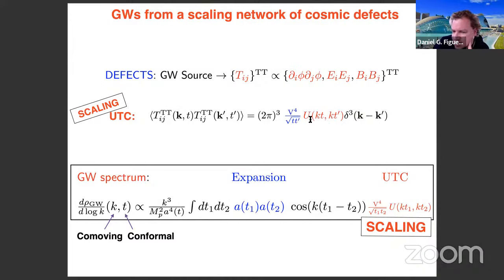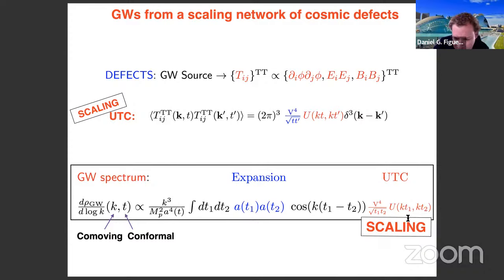And essentially, it must depend on scales through this dimensionless combination, k times t prime, okay? These are different times of the correlator. And this has to come like that precisely because of the scaling property, that the scales are always following the inverse of the scale of time. And due to dimensional considerations, then I have to write this square root of the product of times here and the VEV to the fourth here.